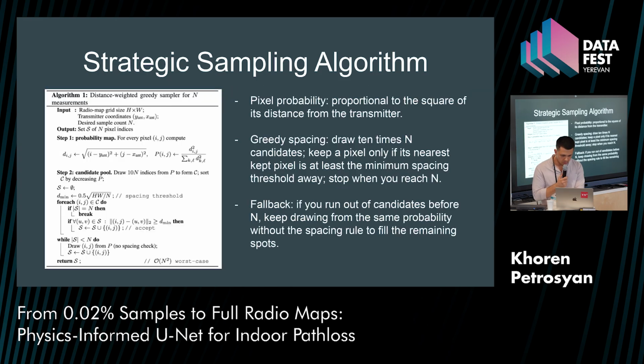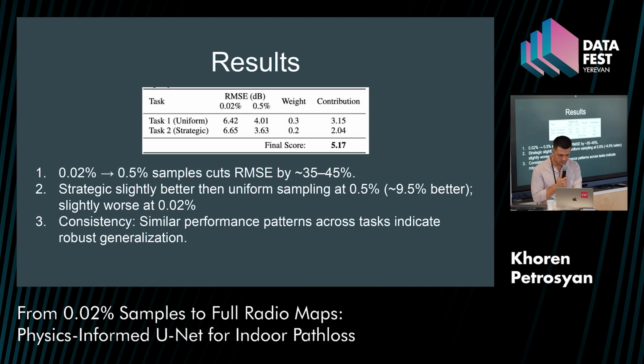Okay, this is the algorithm, and it is O(n squared) in terms of the number of points you want to sample. These were our results. This might be worth spending time on. For the very sparse scenario, the results are 35 to 45% worse than for even the 0.5% scenario. And the final weighted average score we got was 5.17.